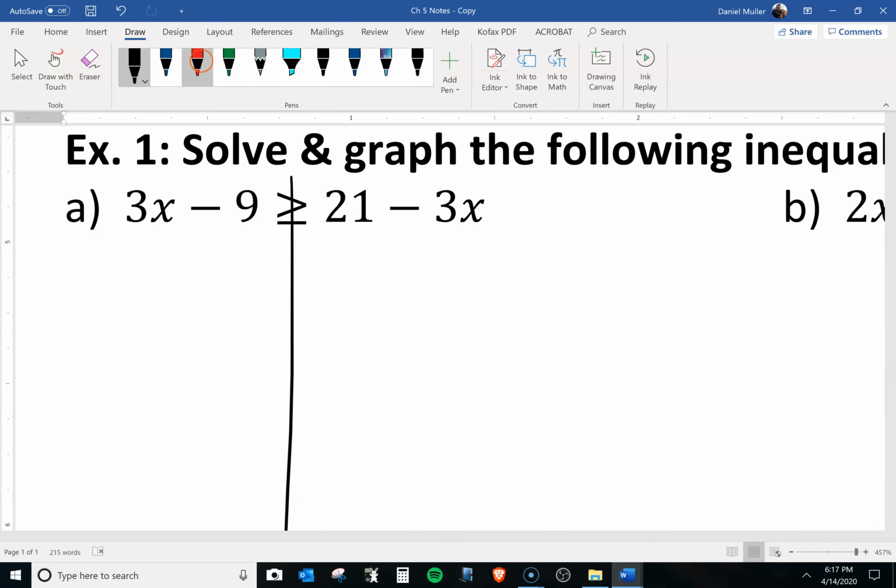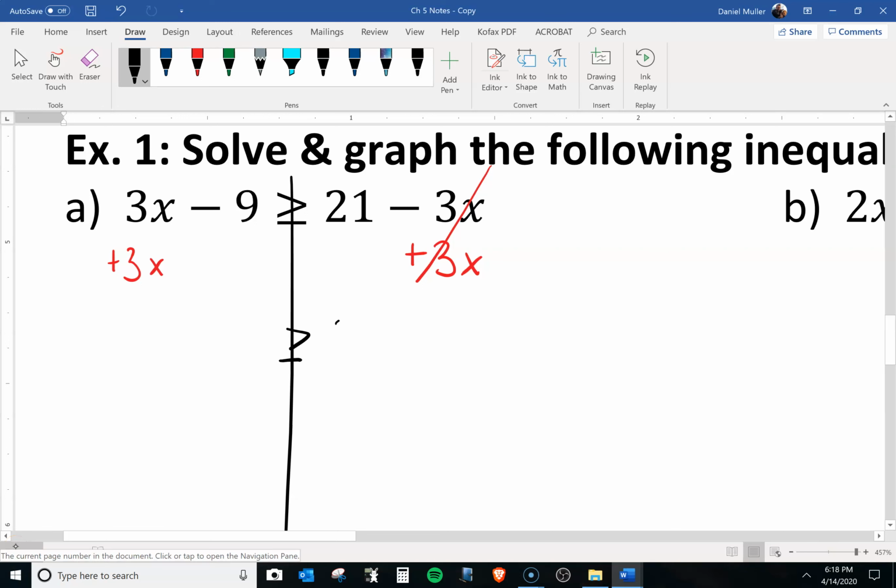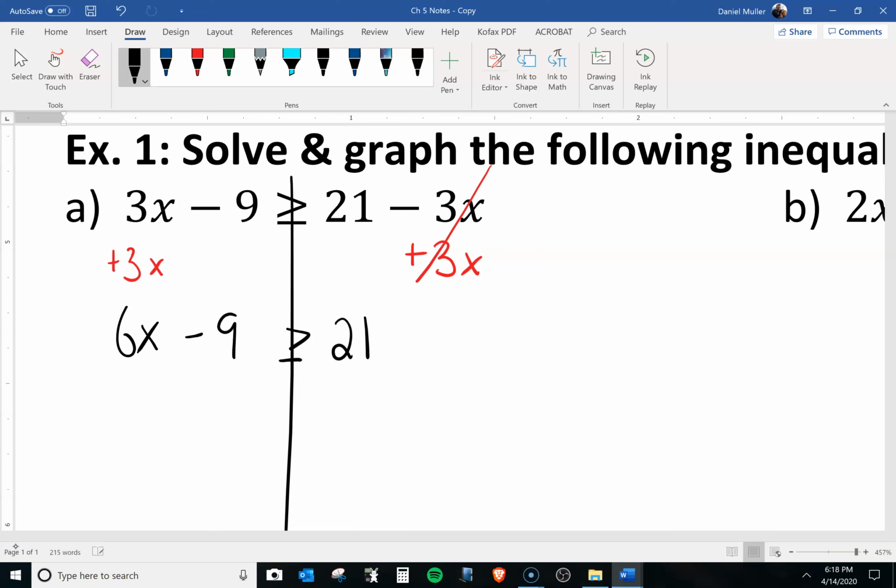Now we need to move the x, and that's moving the smaller x, or more negative. So we've got a 3x and a negative 3x. The negative 3x is the smaller one. So to move it, you do the opposite. It's minus, so we're going to add 3x. Then negative 3x plus 3x cancels out, and I'll put a plus 3x over there. On the right here, this thing is gone. All we're left with is a 21. On the left, you have a 3x and a 3x, which adds up to a 6x minus 9.